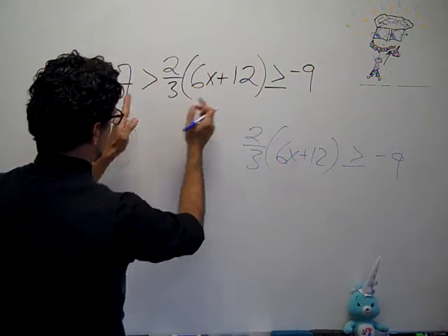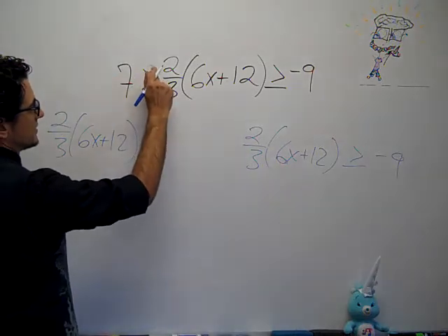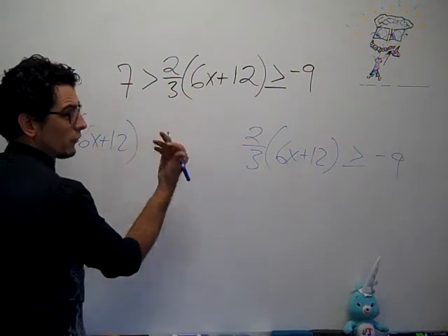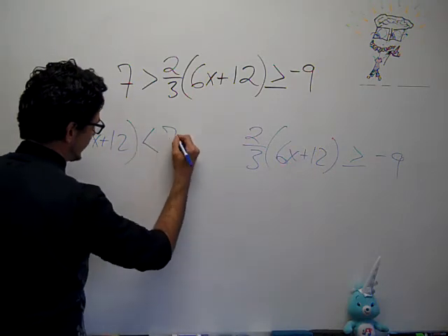Does that make sense, that it's less than 7? Because the alligator who's hungry is going to eat the 7, because the 7 is bigger. You remember that from like fourth grade or something? So the case is the 7 is greater, so this is then less than 7.